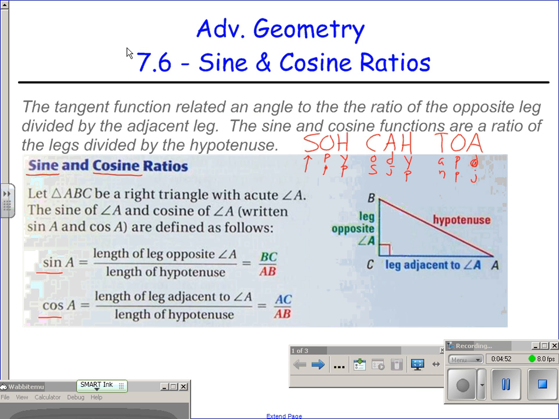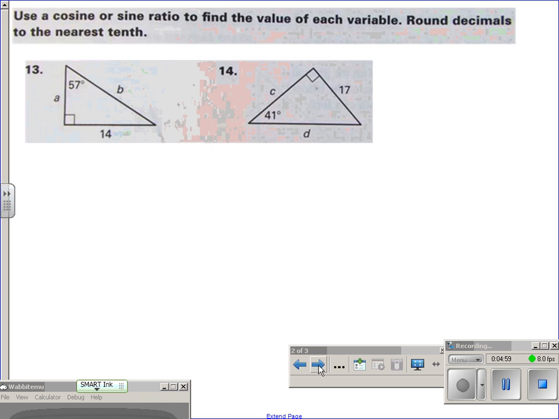So, Sohcahtoa, that's how we remember this stuff. Make sure you've got all these copied down. In the next video, we'll talk about how to use this stuff. Please watch.